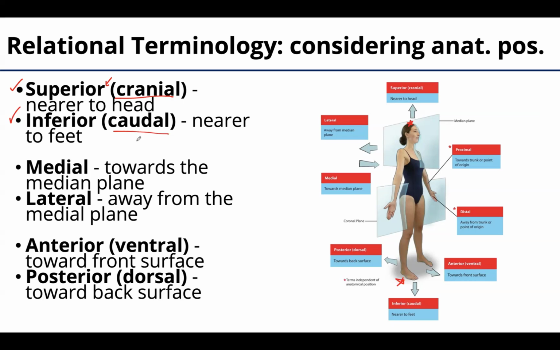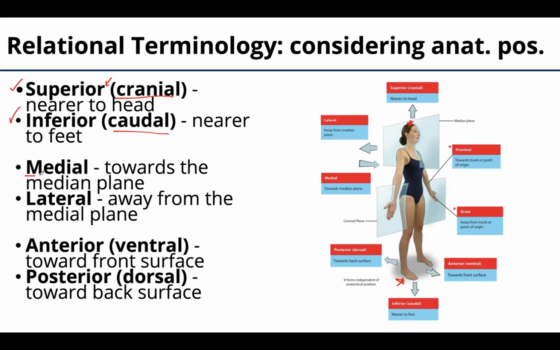So when using these terms, you can't just say the nose is superior. Well, superior to what? It would be correct to say that the nose is superior to the mouth, but it is actually inferior to the eyes. So remember, these are relational terms where something is in relation to another.